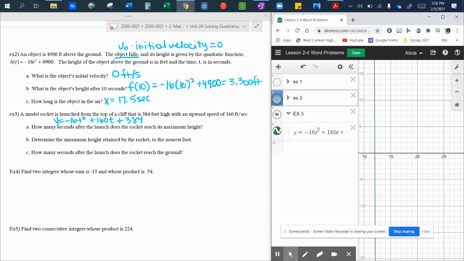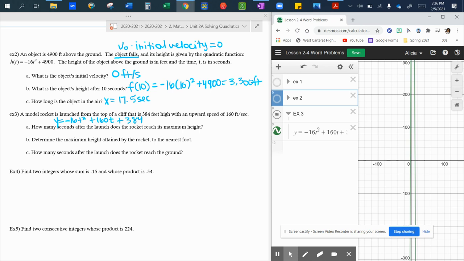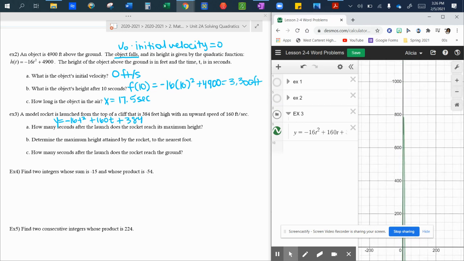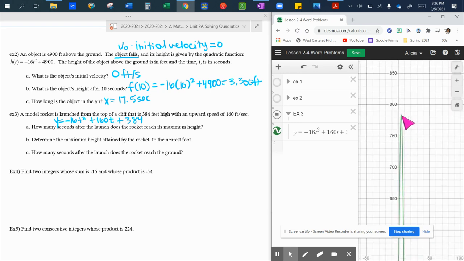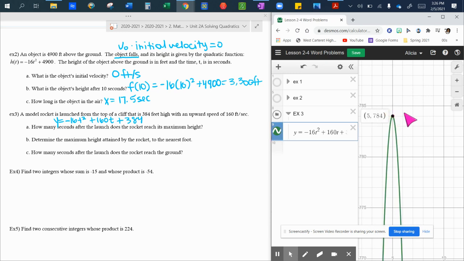So we want to know how many seconds after the launch does the rocket reach its maximum height. So again, we can try and use the graph to find this. If I zoom out far enough, and then zoom in at my vertex, I can click on my vertex and it tells me that the x value is 5. So maximum height, this is asking for the x value of the vertex.